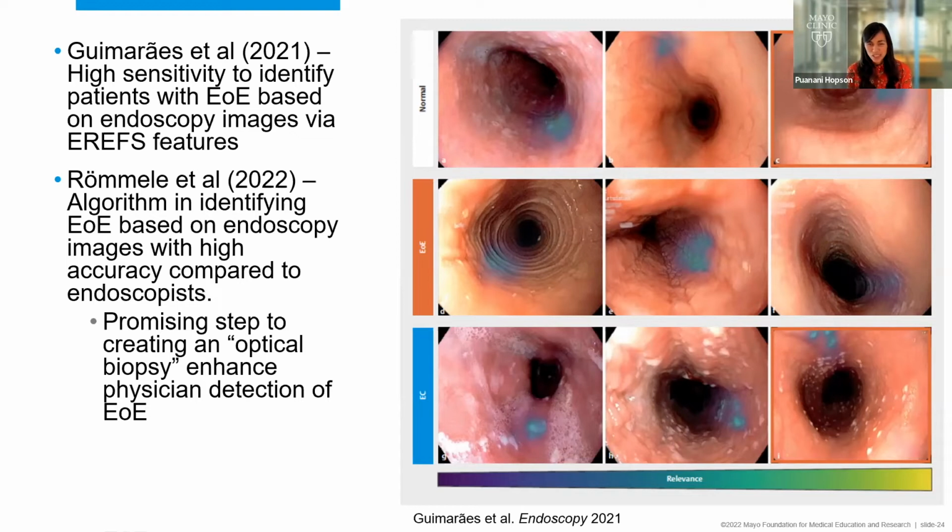Now, there are some limitations to just looking at endoscopy, and those are the ones I've stated before. Some patients may have a completely normal score, and we still rely on those biopsies.